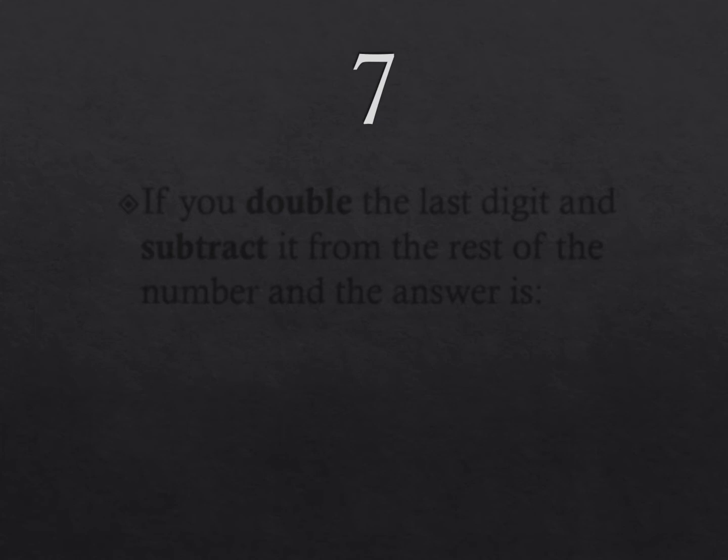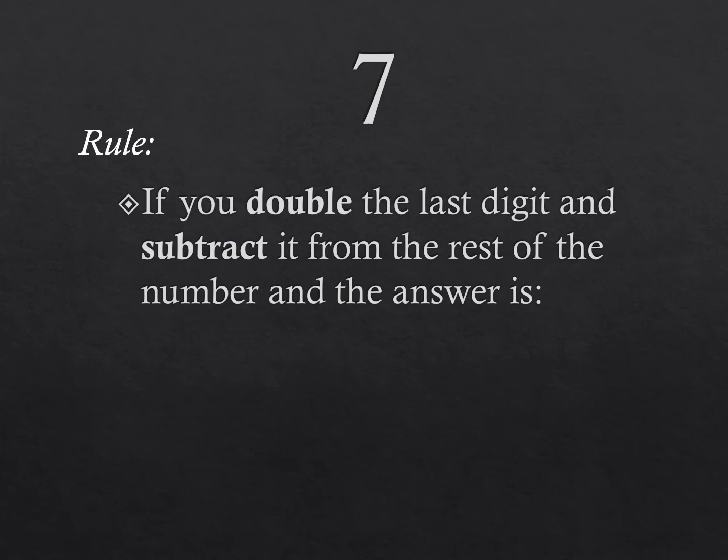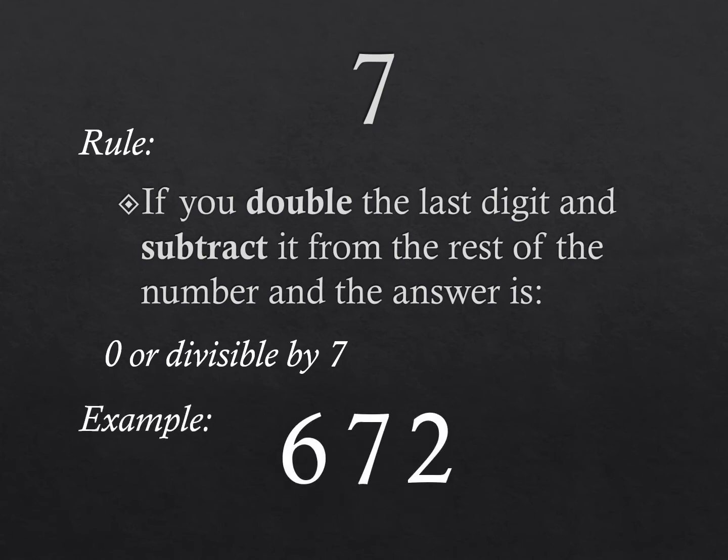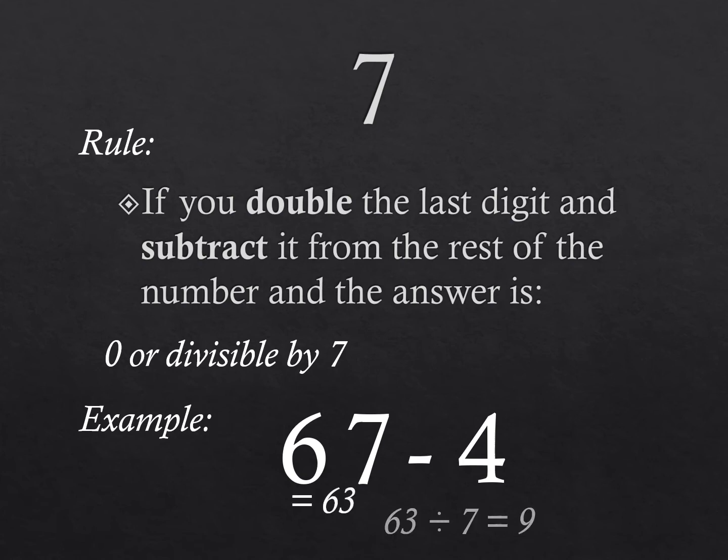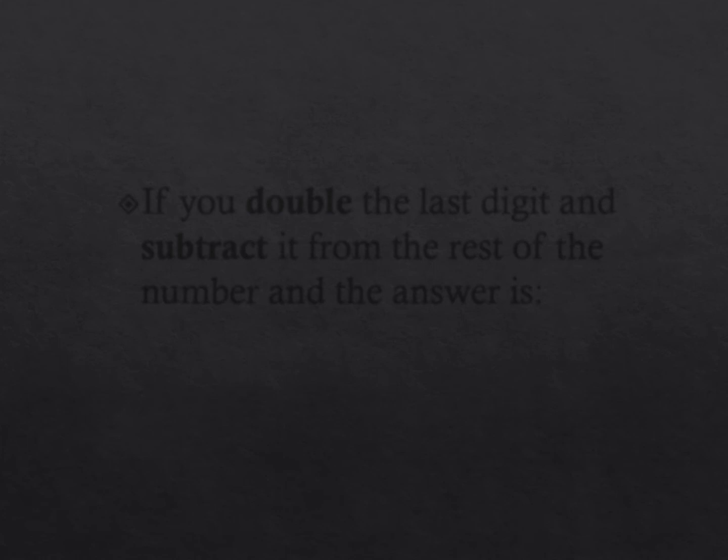This can save you a lot of time in your exam or in any test. Divisibility test of 7. What you have to do here is double the last digit and subtract it from the rest of the number, and if the answer is either 0 or divisible by 7, then you can say the number is divisible by 7. For example, let's say I have got 672. The last digit over here is 2. We will double it, so it will become 4. Now you will subtract it from the remaining digits. So 67 minus 4 is 63, and since 63 is divisible by 7, we can say 672 is divisible by 7.